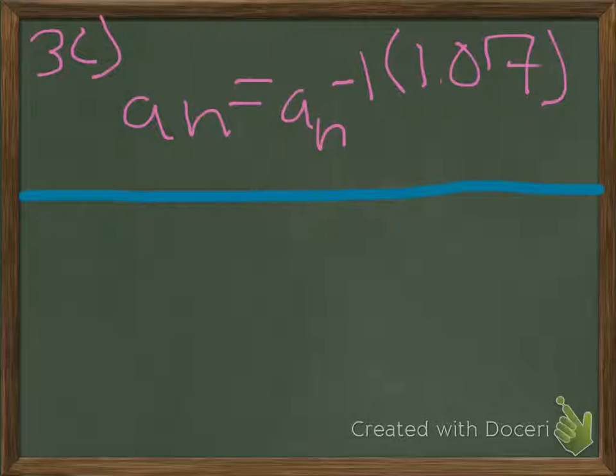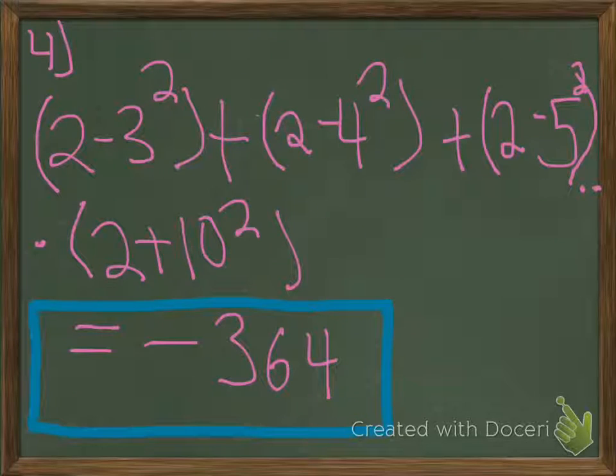Write a recursive rule for how much gets added to your bank account every year. an equals an minus 1 parentheses 1.07 end parentheses. 4. Solve. So what I did is I took 2 minus 3 squared plus 2 minus 4 squared plus 2 minus 5 squared, and so forth till I got 2 plus 10 squared. And when you multiply all those out and add them together, you get negative 364.